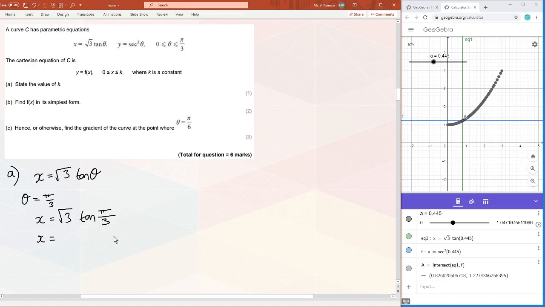But just out of interest, what is tan pi over 3? You should know that. Anyone know what it is? What's tan 60? What are you saying? Root 3? Okay, perfect. Tan pi over 3 is root 3, and then you just times them across. Root 3 times root 3 is indeed 3, and that's equating to the graph, and obviously you've got the answer anyway.